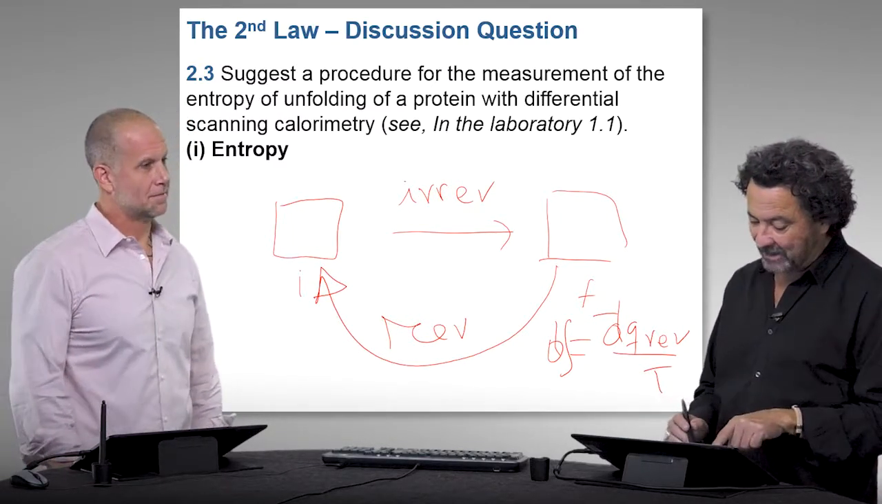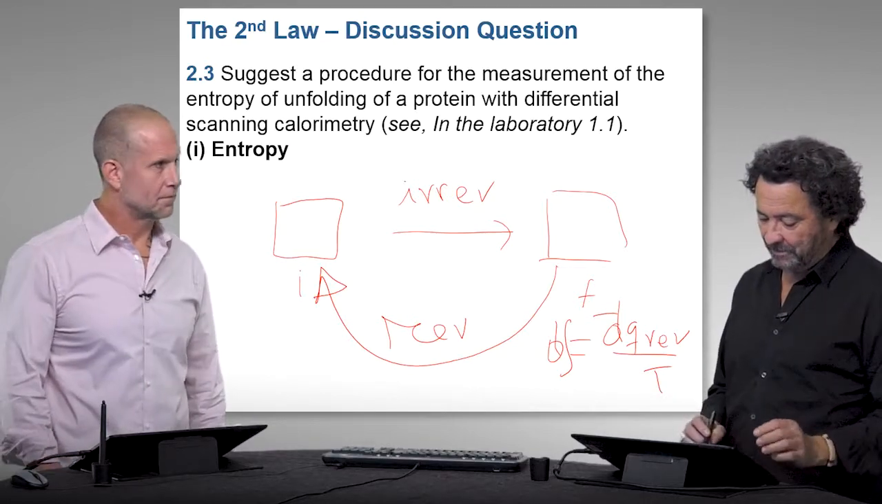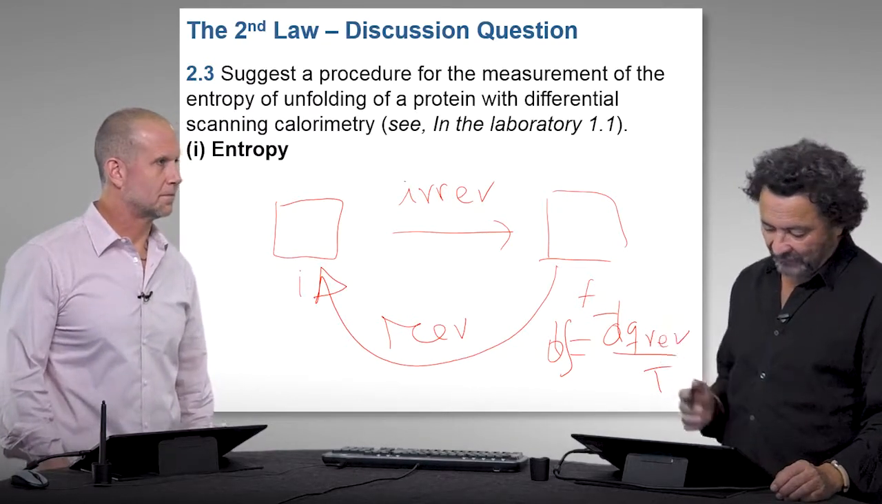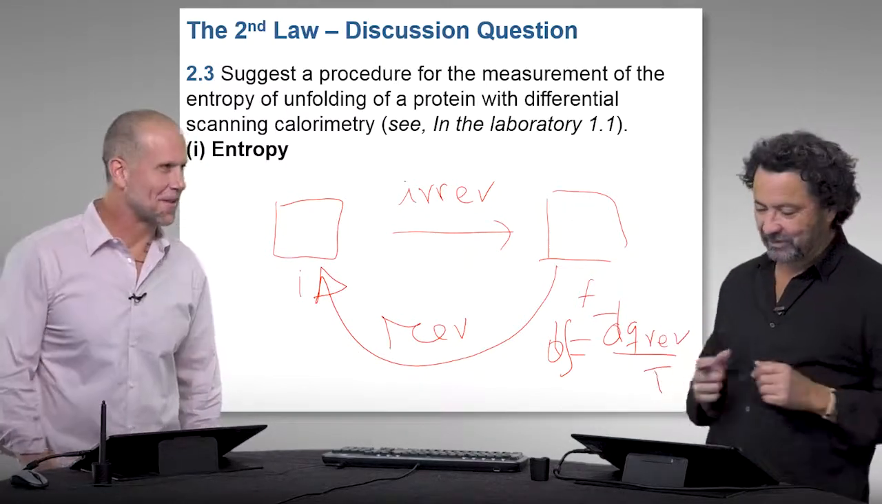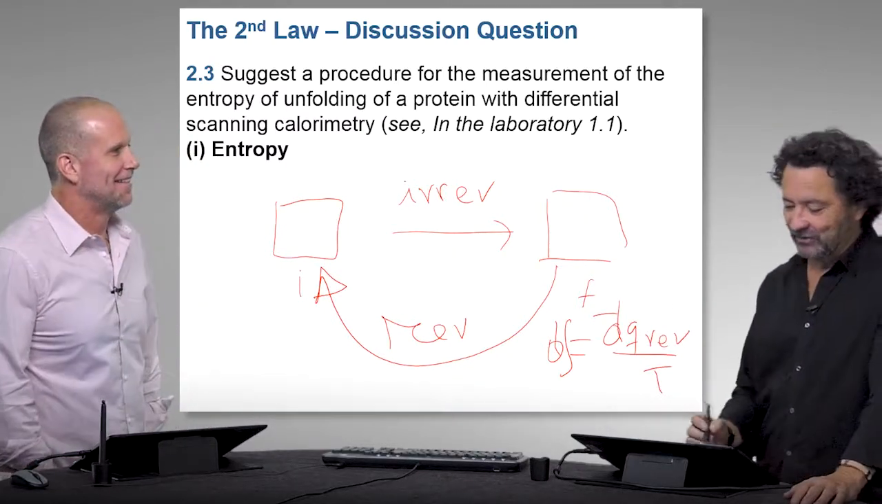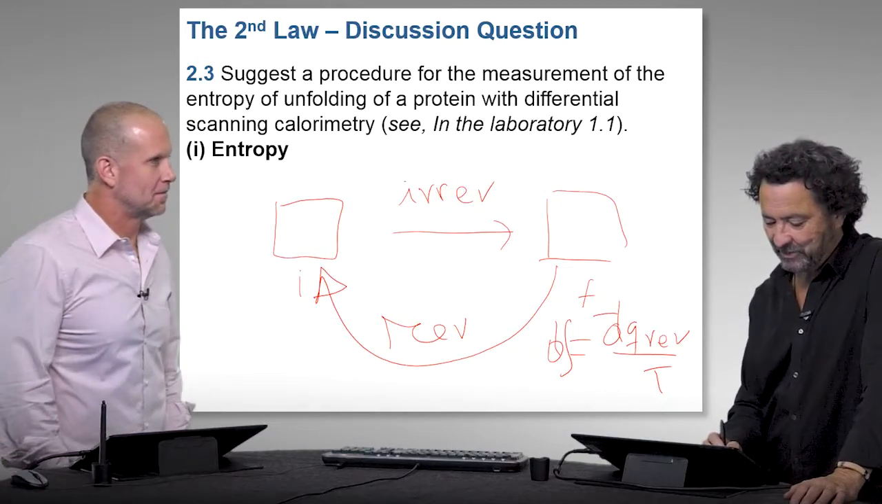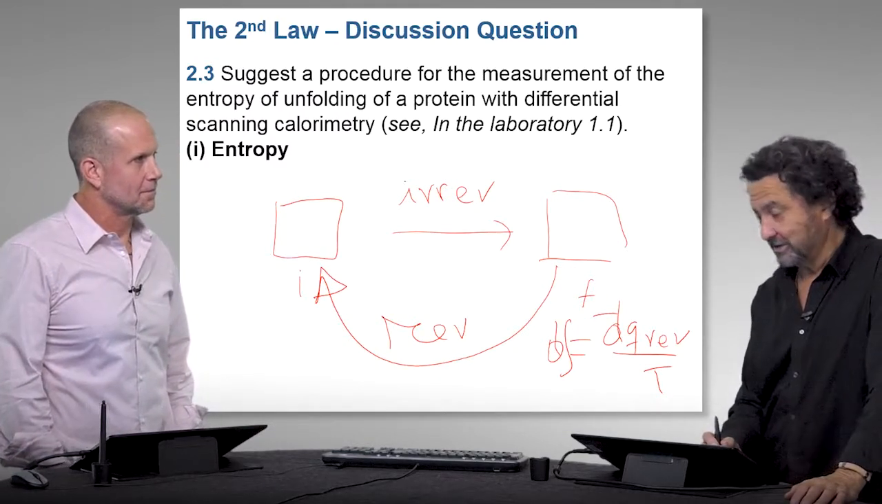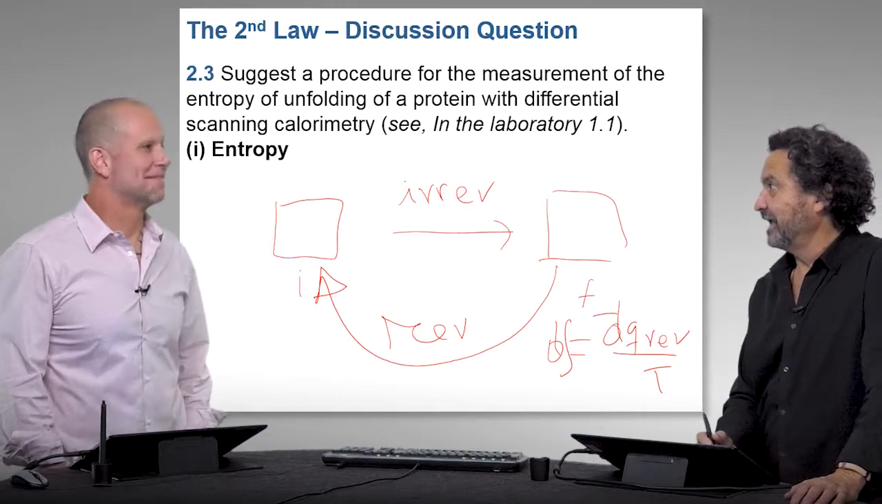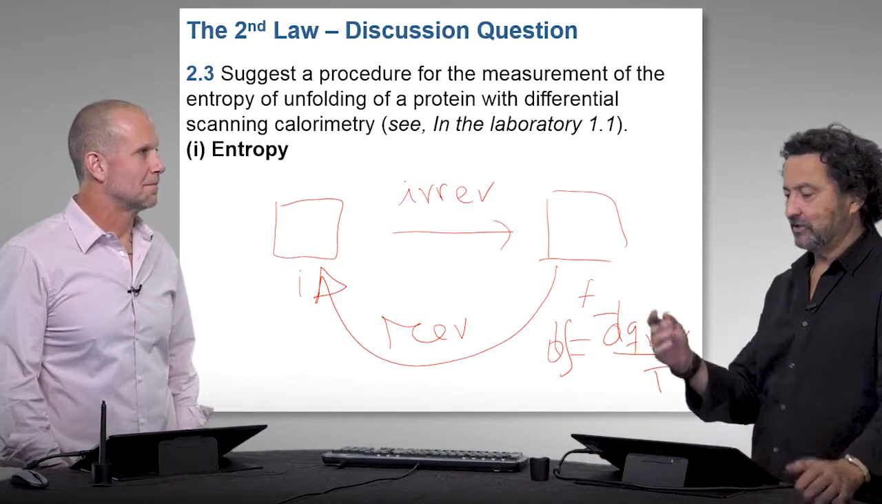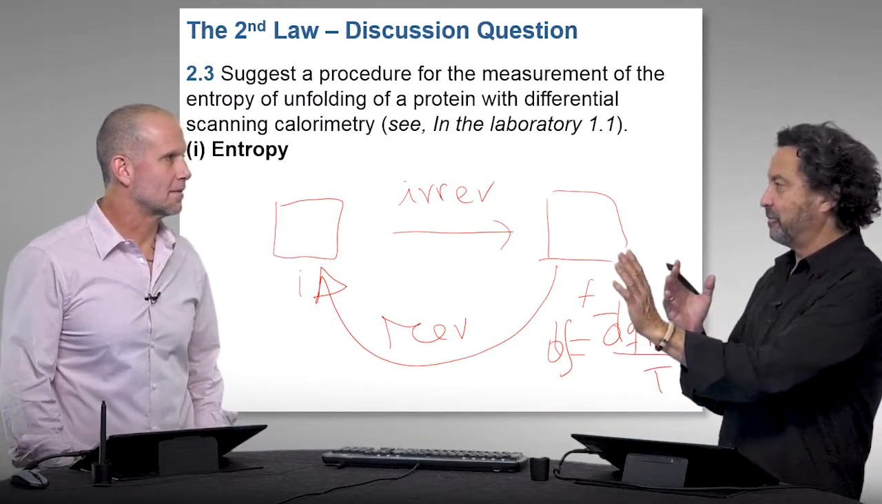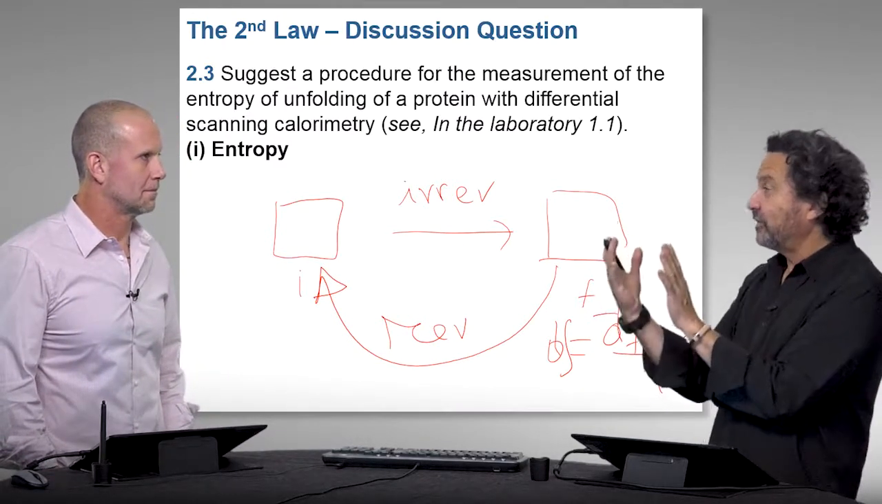Now, to bring it back, and this is the beauty of this, in a very famous textbook, Lewis and Randall, one of the classics, they have a piece of equipment that actually does not exist. It's called an entropiometer. The entropiometer allows you to measure entropy changes. And the entropiometer has two parts. It has a mechanical part and it has a thermal part.